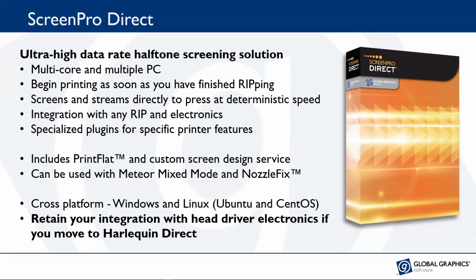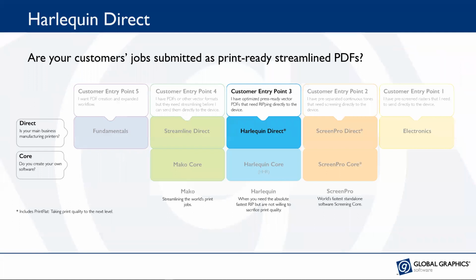Speaking of which, here we have Harlequin Direct, which gives you all the benefits of ScreenPro Direct and lets you start with PDFs, and then rip, screen, and stream them direct to the device at ultra-high data rates. It's this that enables Harlequin Direct to smash through the data rate barrier to support faster, wider, and higher resolution printers and fully personalized jobs where every page could be unique within a production run.